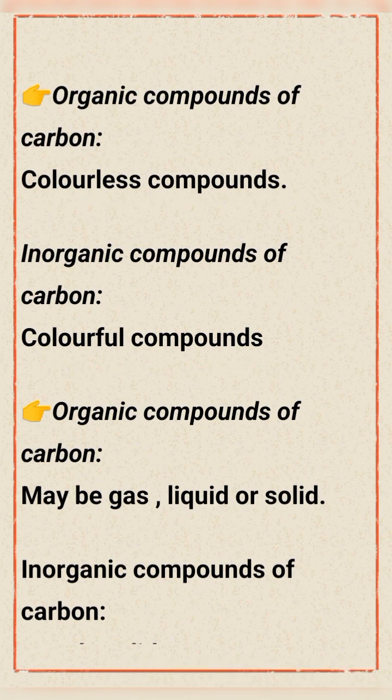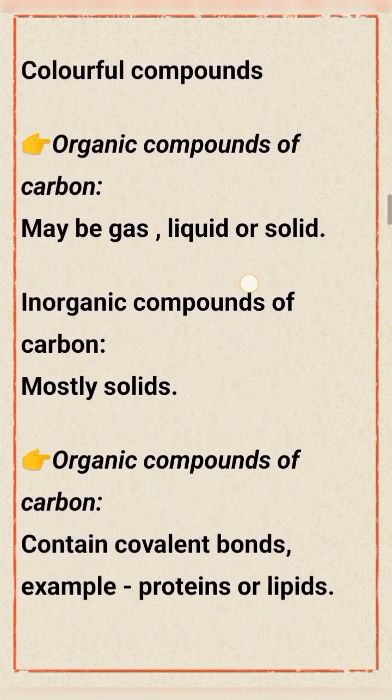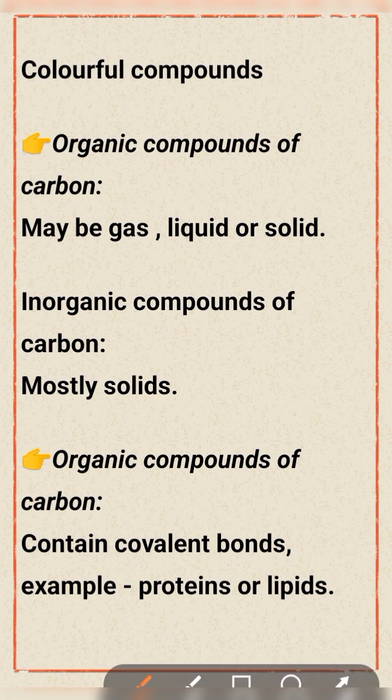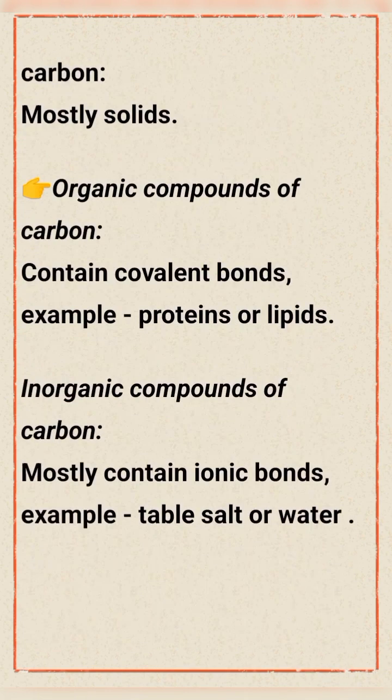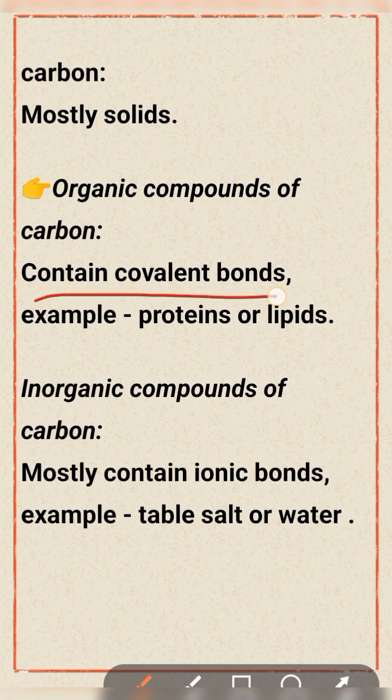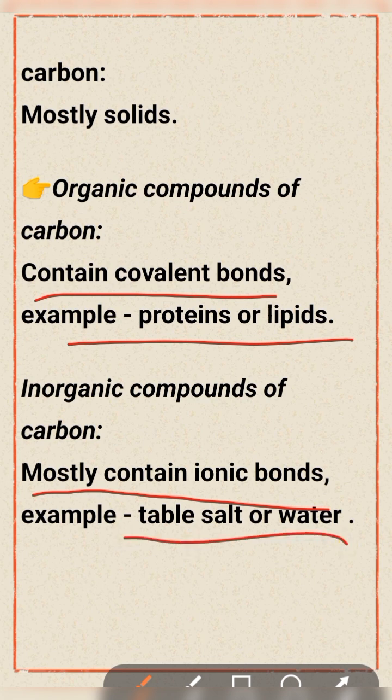Next difference between organic and inorganic compounds: organic compounds may be gas, liquid or solid, but inorganic compounds are mostly solid. Next point: organic compounds contain covalent bonds, for example protein or lipid. Inorganic compounds of carbon mostly contain ionic bonds, for example table salt or water. Okay, thank you.